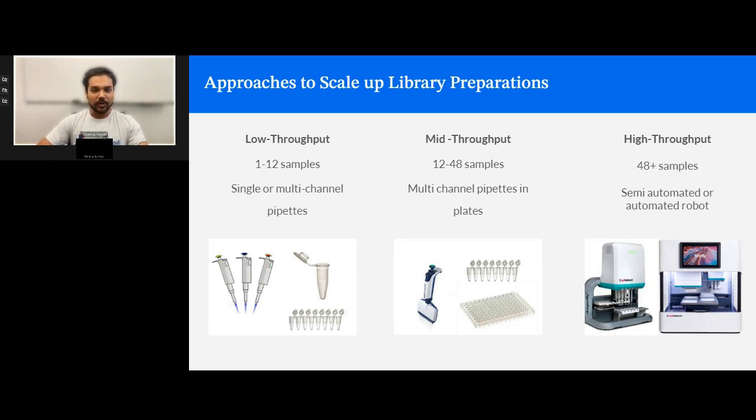So if you're doing 1 to 12 samples, then you choose a single or a multi-channel pipette. If you're doing 12 to 48 samples, you would choose a multi-channel pipette and process your samples in a plate format. But if you're doing a high throughput workflow where you're processing more than 48 samples, then you want to choose a semi-automated or an automated liquid handler to scale up the preparation of your libraries. Additionally, these liquid handlers will make other manually tedious parts of your workflows, such as normalization, pooling, stamping, copying, easier, which helps in scaling up the library preparations.